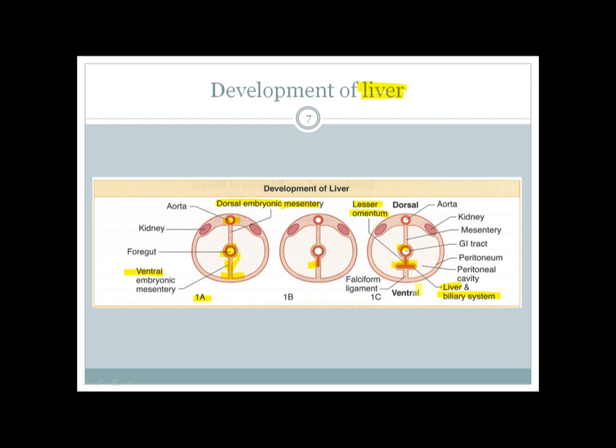Very important to know. And the portion of the ventral embryonic mesentery that connects the liver with the anterior abdominal wall will be called the falciform ligament. Also very important to know.